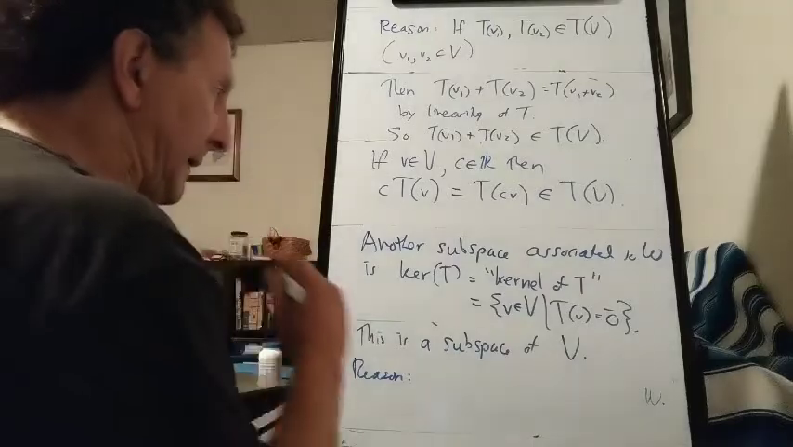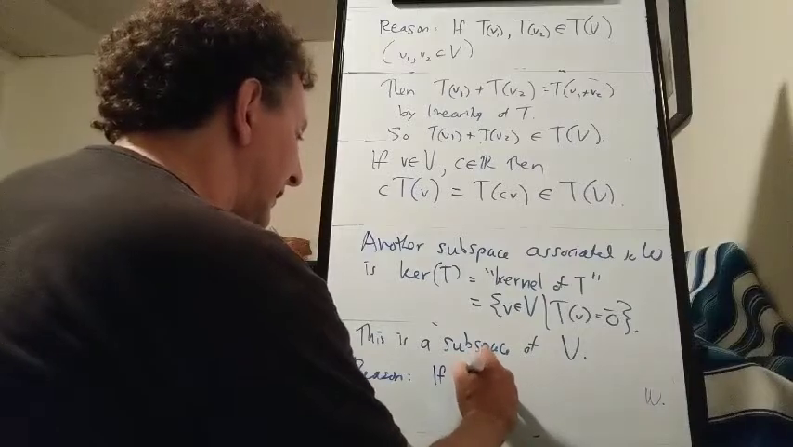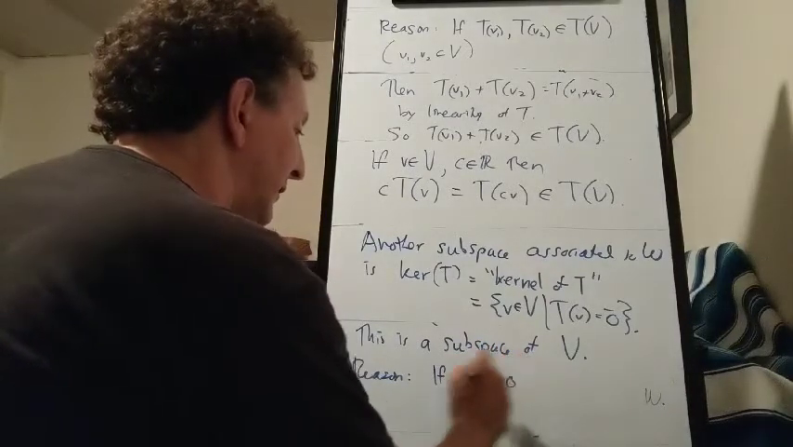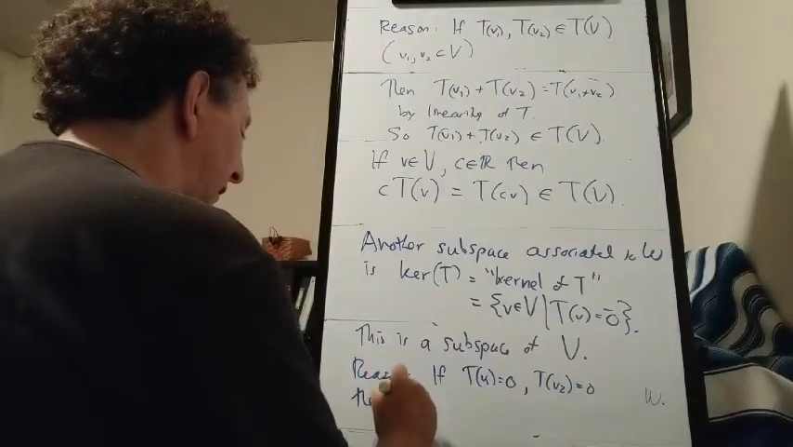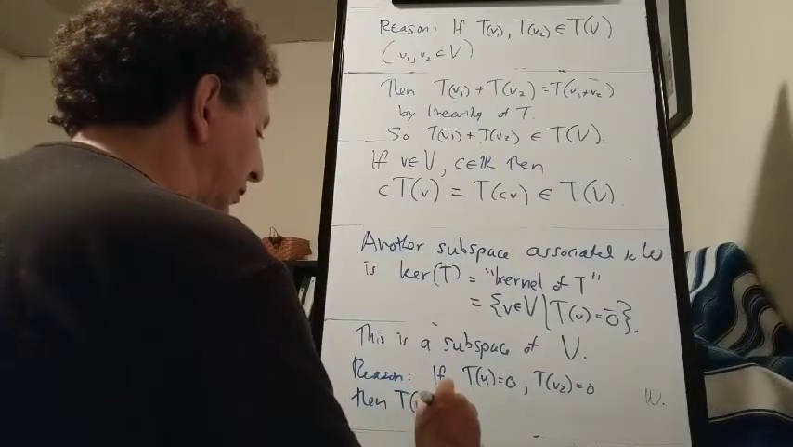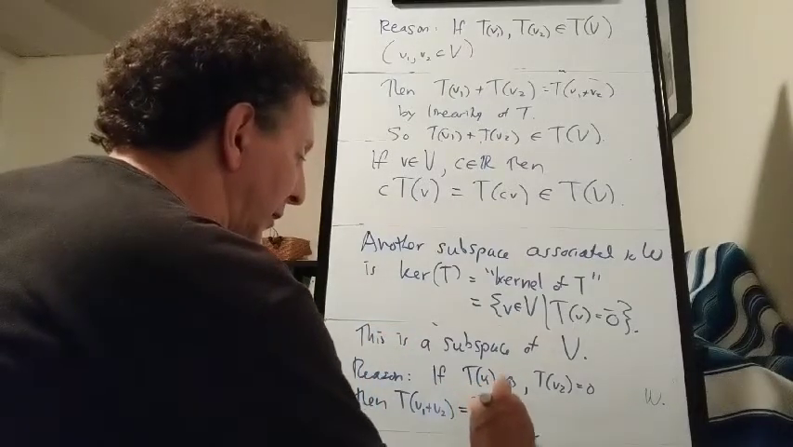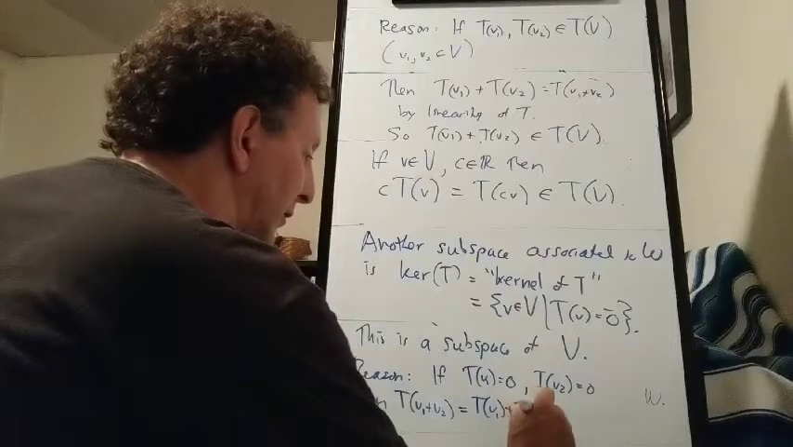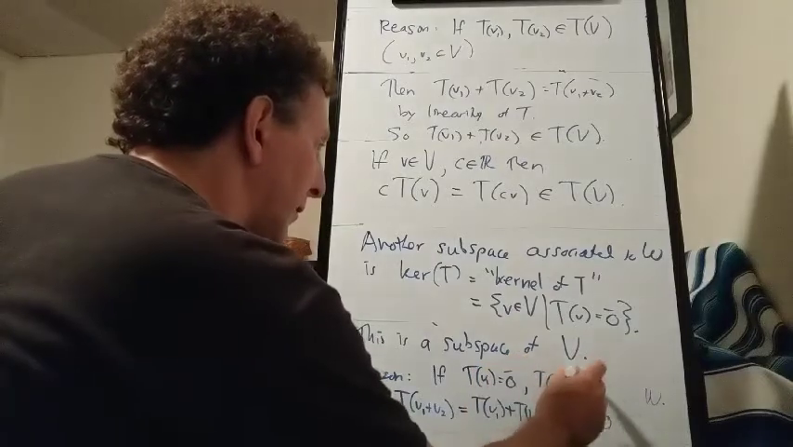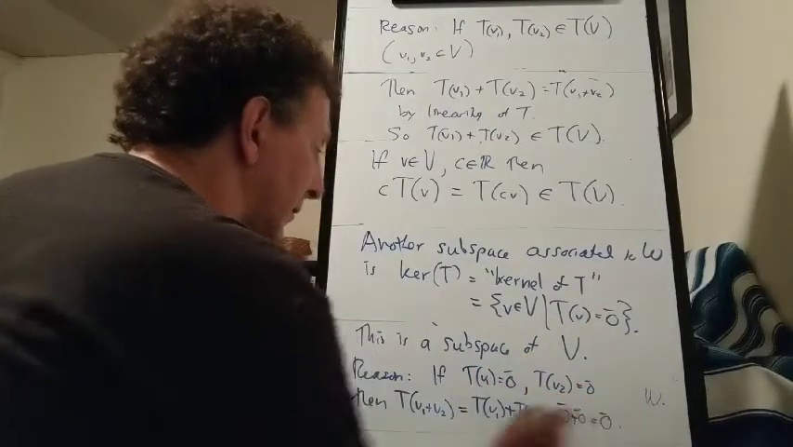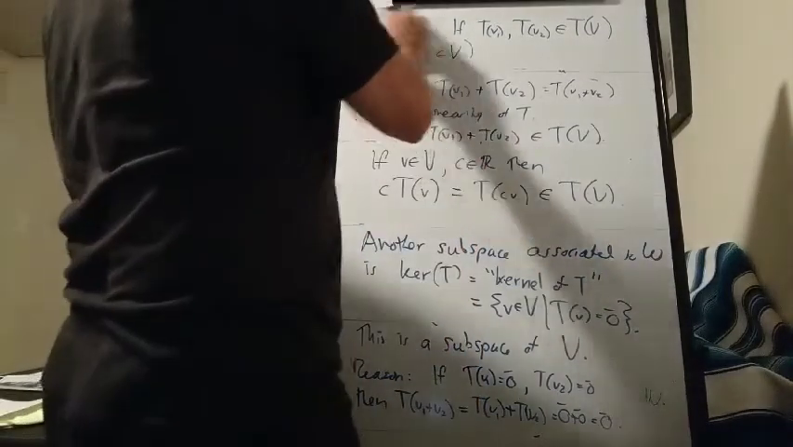The reason is, if we have two vectors in the kernel, let's say V1 and V2, T of V1 is 0 and T of V2 is 0, then is V1 plus V2 in the kernel? Well, T of it by linearity is T of V1 plus T of V2, which is 0 plus 0, which is 0. So I guess it's closed under addition. And then scalar multiplication is easy to check.